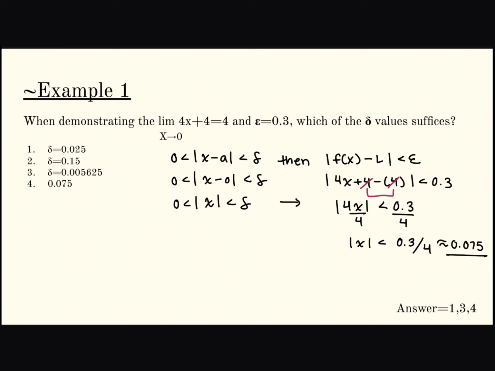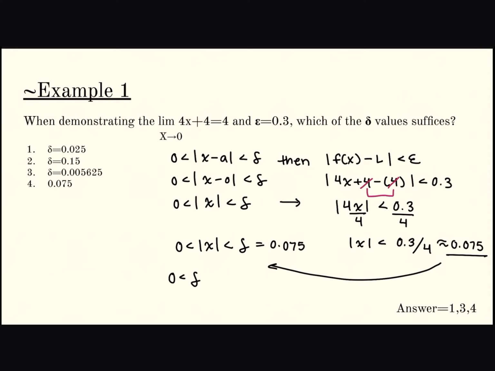Since both sides of the definition are equal to the absolute value of x, we can now set both sides of the definition equal to each other. We can write this as 0 is less than the absolute value of x, which is less than delta, and we can now make this equal to 0.075. The value 0.075 is the largest value for delta.